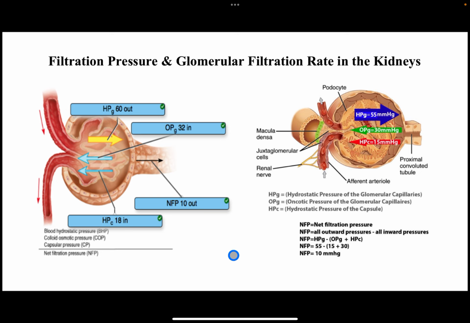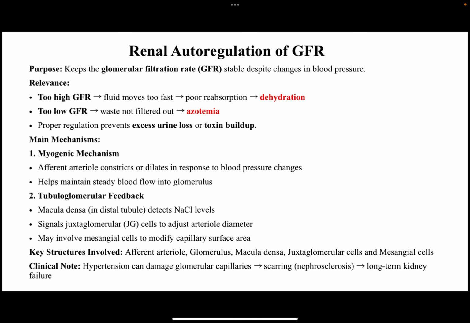Then at the end of the day, if you want to calculate the glomerular filtration rate, it is the net filtration pressure multiplied by the coefficient of filtration, which is 12.5. Then you get 125 mils per minute. Now let's look at renal autoregulation.